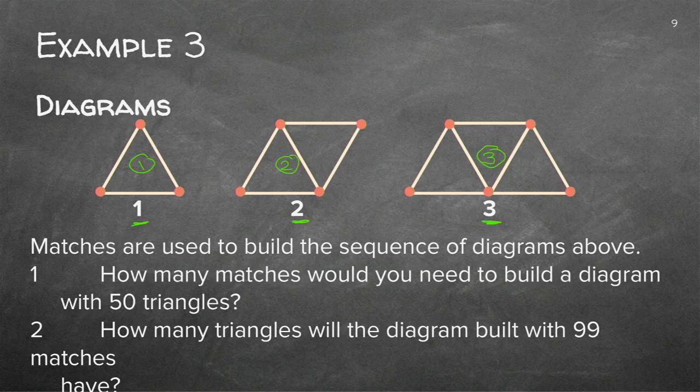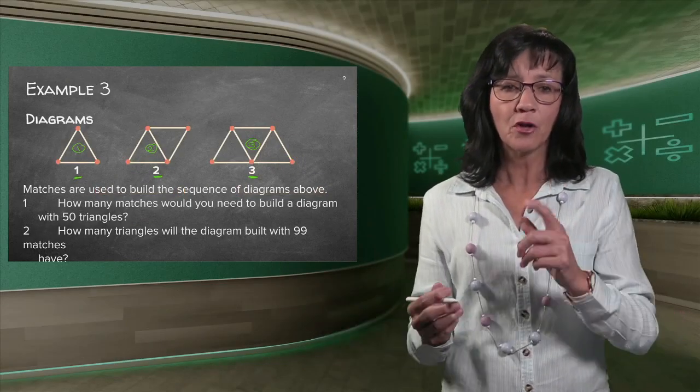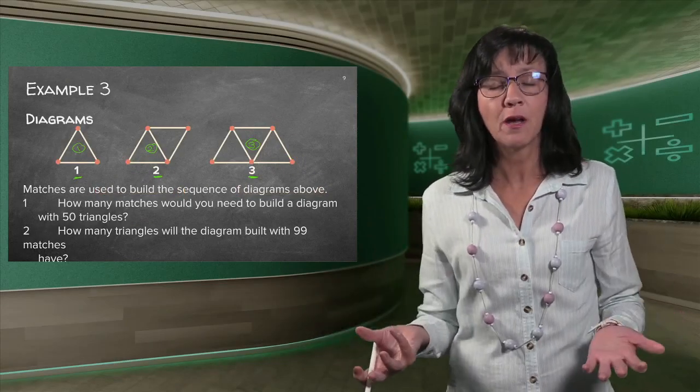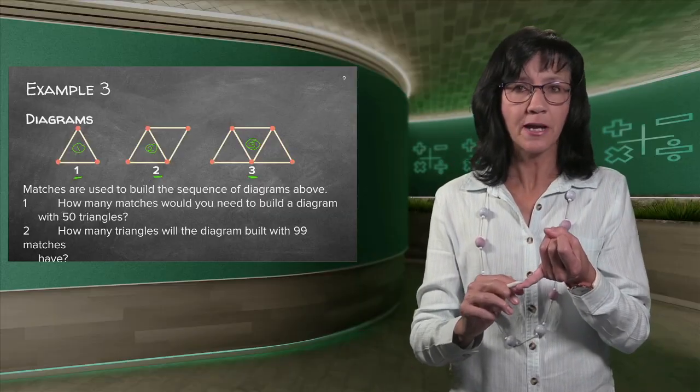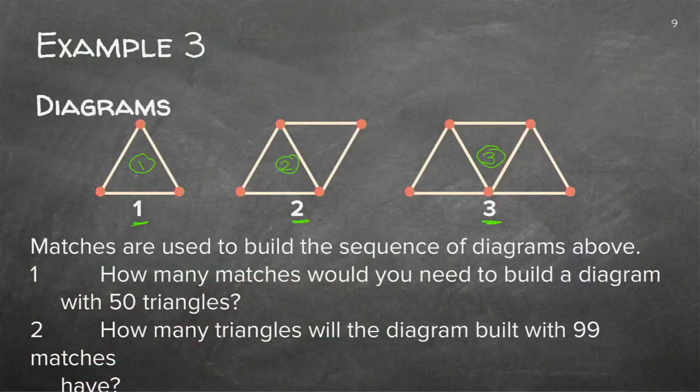So in this sequence, the amount of triangles correlates with the term we are working with, but not the matches. So now it depends on what they ask us. They can ask us about the matches, or they can ask us about the triangles. So let's look at the first question. How many matches would you need to build a diagram with 50 triangles?